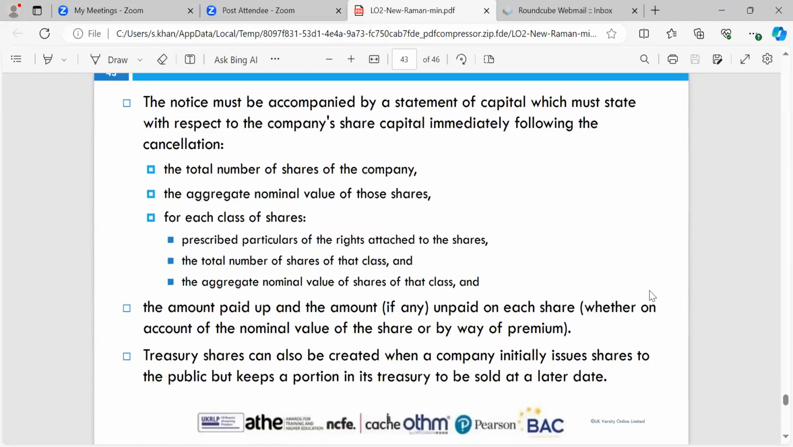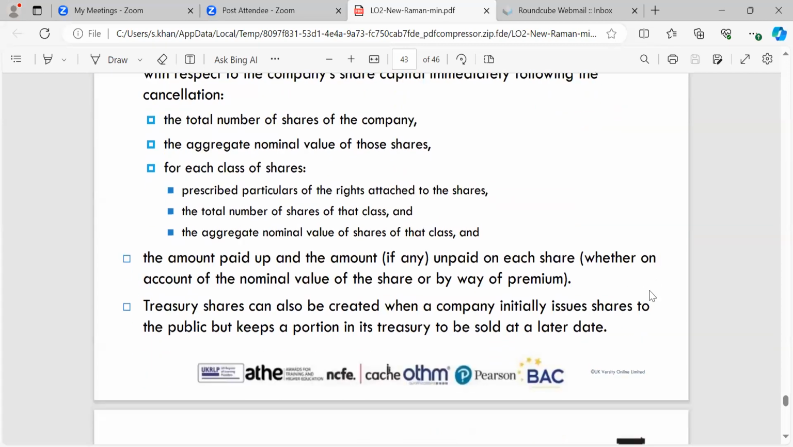The notice must be accompanied by a statement of capital, which must state with respect to the company's share capital immediately following the cancellation, the total number of shares of the company, the aggregate nominal value of the shares. For each class of shares, it must state prescribed particulars of the rights attached to the shares, the total number of shares of that class, and the aggregate nominal value of the shares. The amount paid up and the amount unpaid on each share.